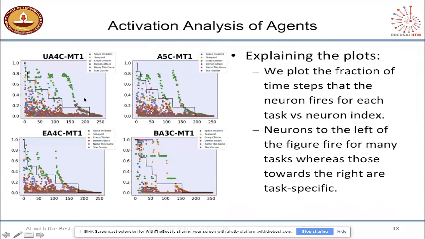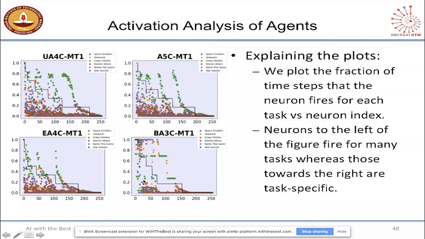So each of these color dots corresponds to the amount of firing for a specific game, right? And so ignore the color dots for the time being. Just look at the step, right? So a step here essentially means that these neurons here don't fire for any of the games, and these neurons here, I'm pointing in the EA4C plot, fire for one game, and these neurons fire for two, and these neurons fire for three, and so on and so forth.